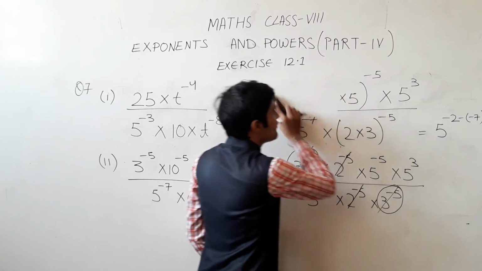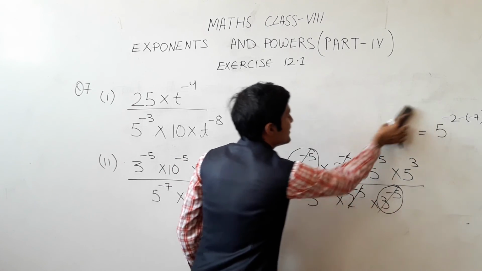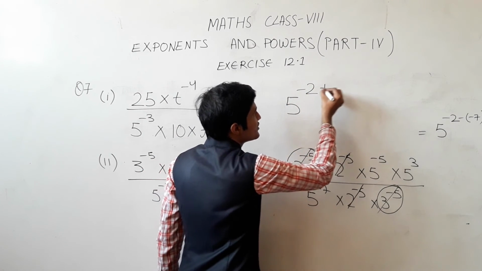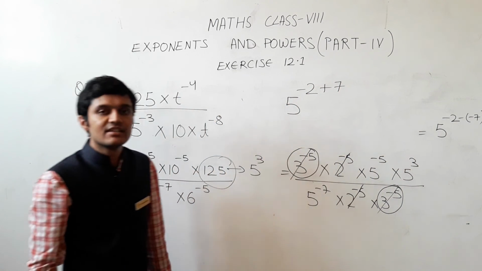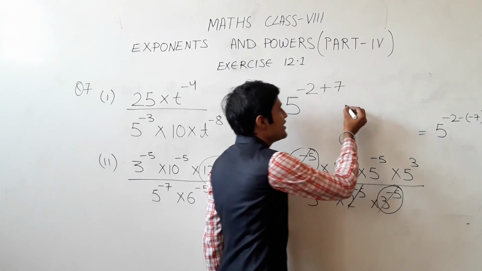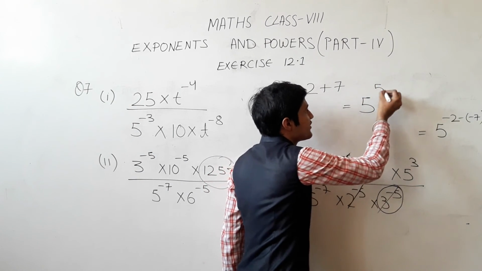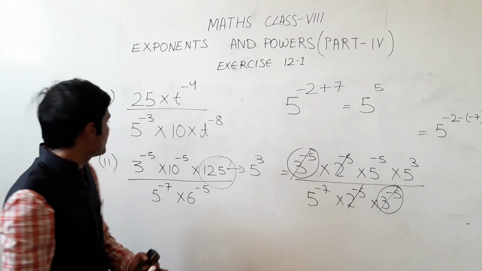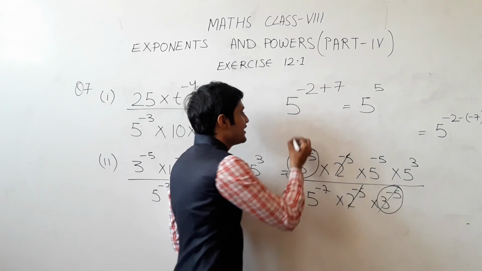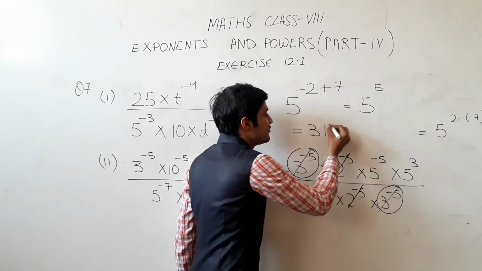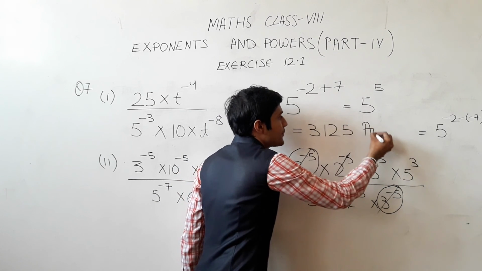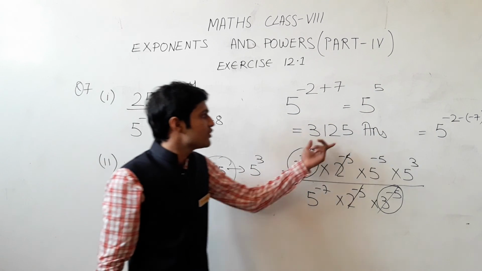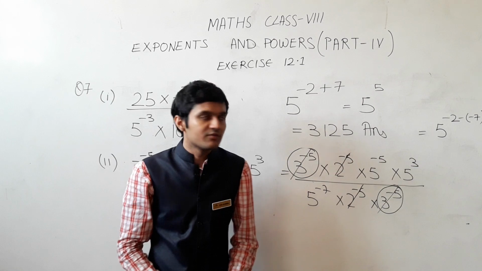So I am writing the final answer here. The final answer will be 5 raised to the power minus 2 plus 7. That is 7 minus 2 is 5. So our answer is 5 raised to the power 5, meaning multiplication of 5 five times. So our final answer is 3125. Okay, multiply 5 five times, so you get your answer as 3125.